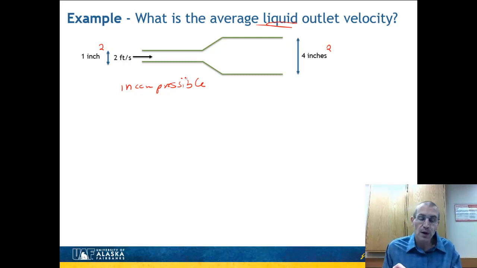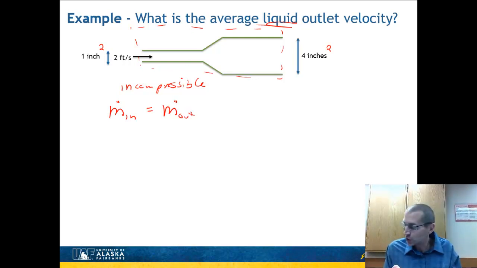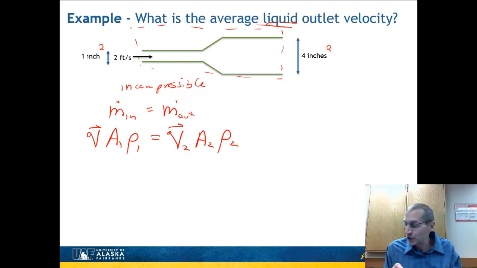What we're going to do is apply a mass balance across here, which says that the mass flow rate that goes into my boundary equals the mass flow rate that comes out. We can relate this to average velocities: V, average velocity, times the cross-sectional area at 1, times the density at 1, is equal to the velocity at point 2, times the cross-sectional area at 2, times the density at point 2.